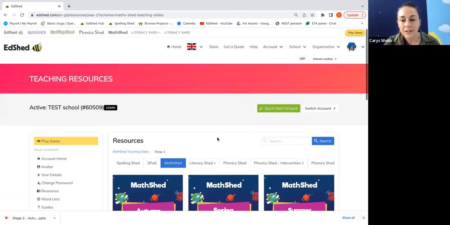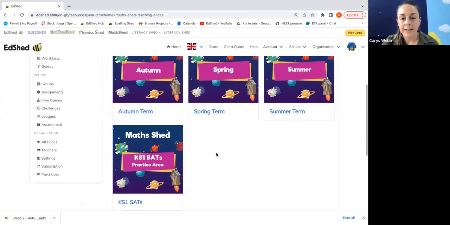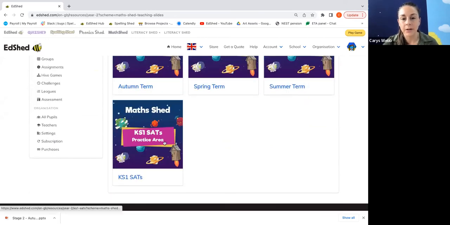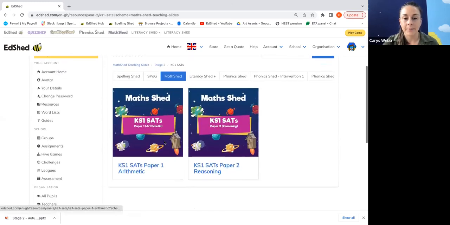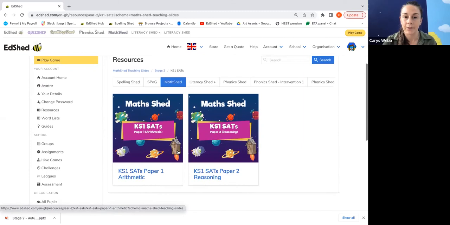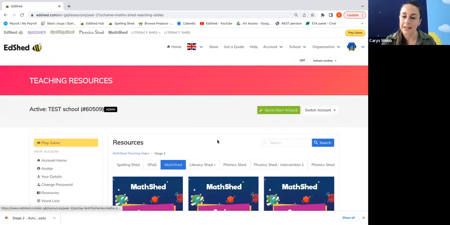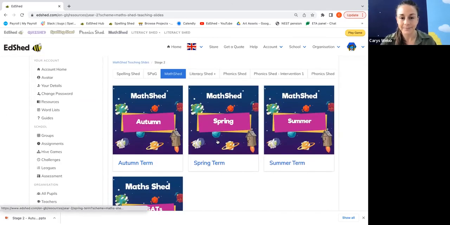So if I click into year 2, in year 2 and year 6, we also have a SATs practice area with past papers, and we have the exact same version with year 6 too. So if you want that, that's really good. You can also assign these for pupils to complete on their login if you want to set them as home learning. They're the exact same style questions from previous SATs papers, but we've altered them a little bit to make them ours. But they'll then get used to the wordings and the layouts.